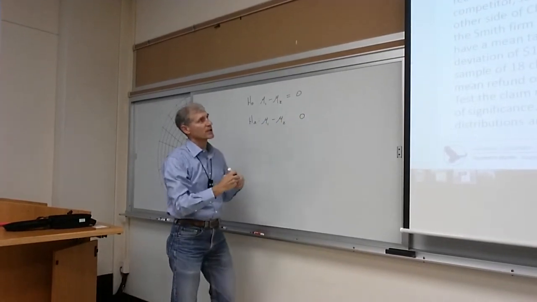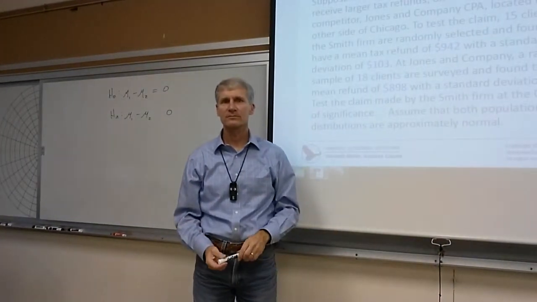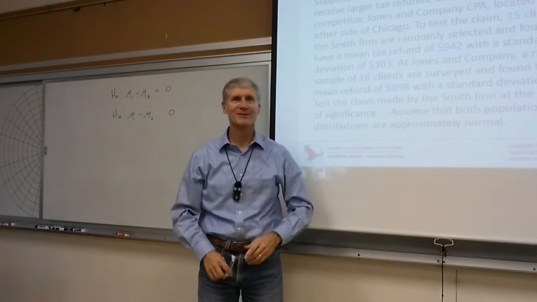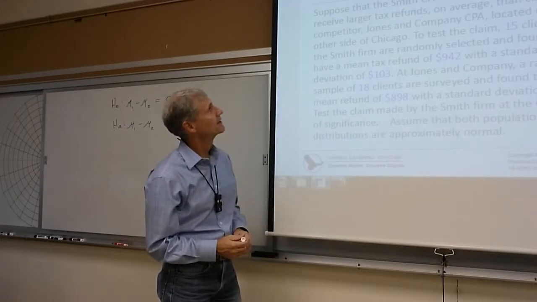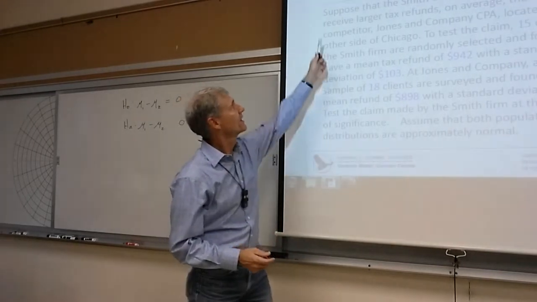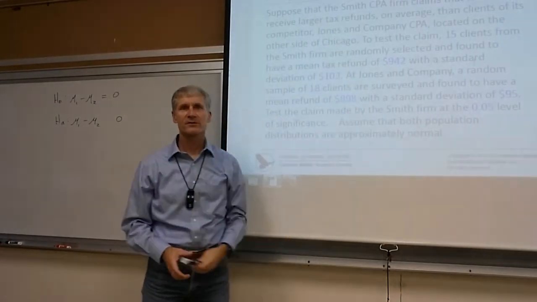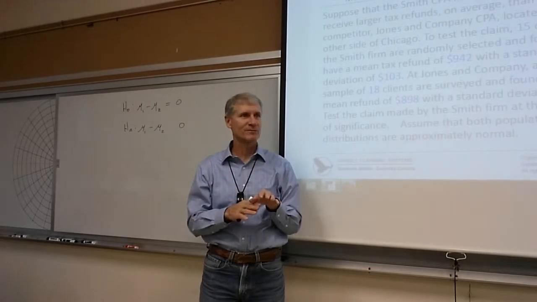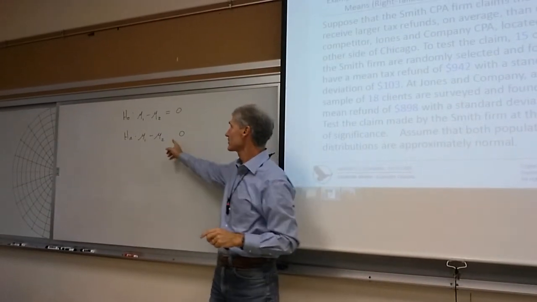Now for this particular problem, what symbol am I going to use? What does the claim say? They receive larger tax refunds. So it's not a not equal symbol, it's a directional symbol, right? It's larger. Now we have to figure out which direction it goes.